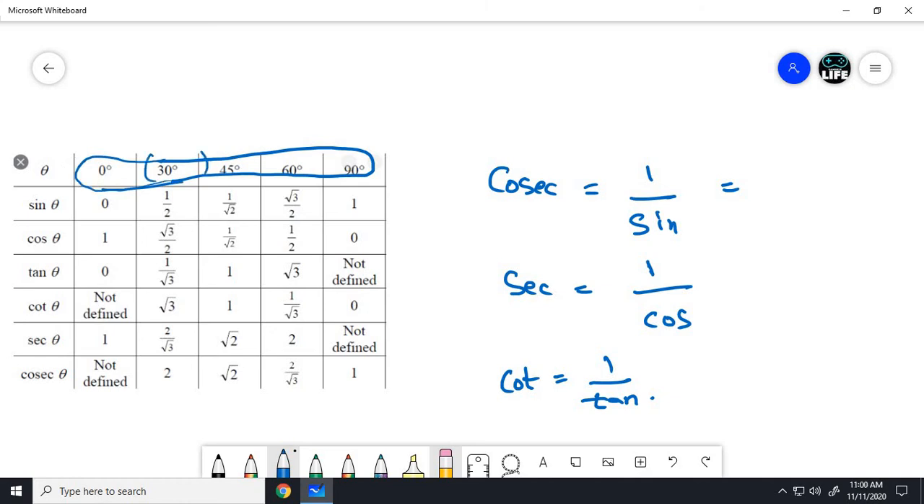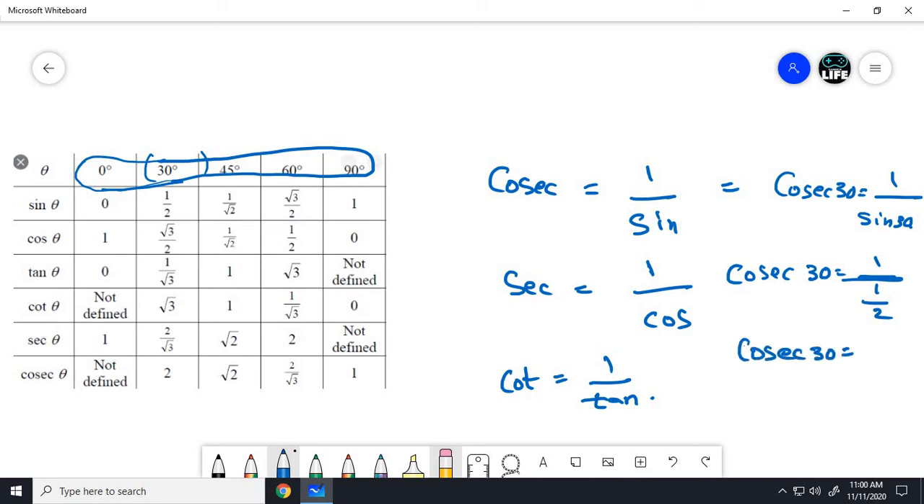Suppose let's take 30. So cosecant 30 equals 1 by sin 30. Yes? So how much is sin 30? Sin 30 is 1 by 2. So cosecant 30 equals 1 by 1 by 2. Hope you understood. Why is it 1 by 2? Because sin 30 equals 1 by 2. So cosecant 30 will be 2. Yes or no? It is 2.